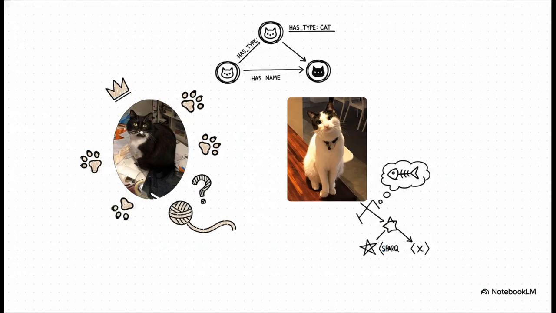And Victor's not alone. Here are his friends Gaston and Bettina. They're set up the exact same way in our data. They're both of the type cat, and they each have a name.